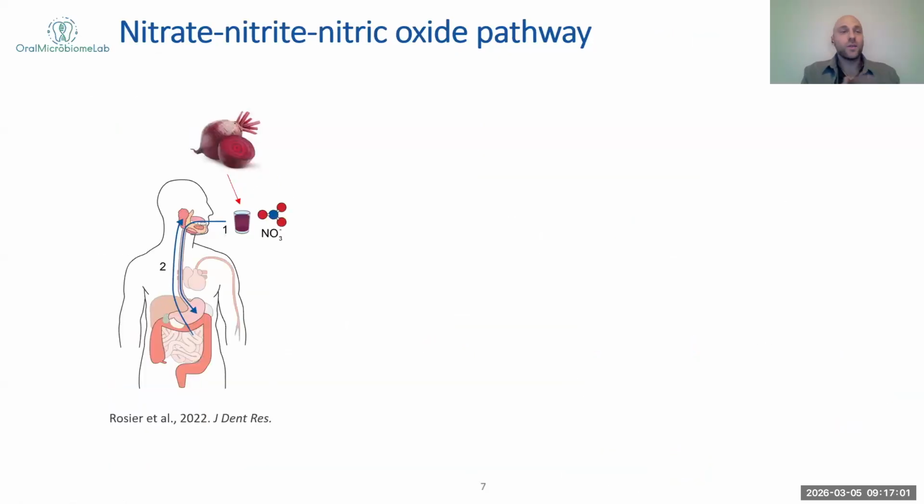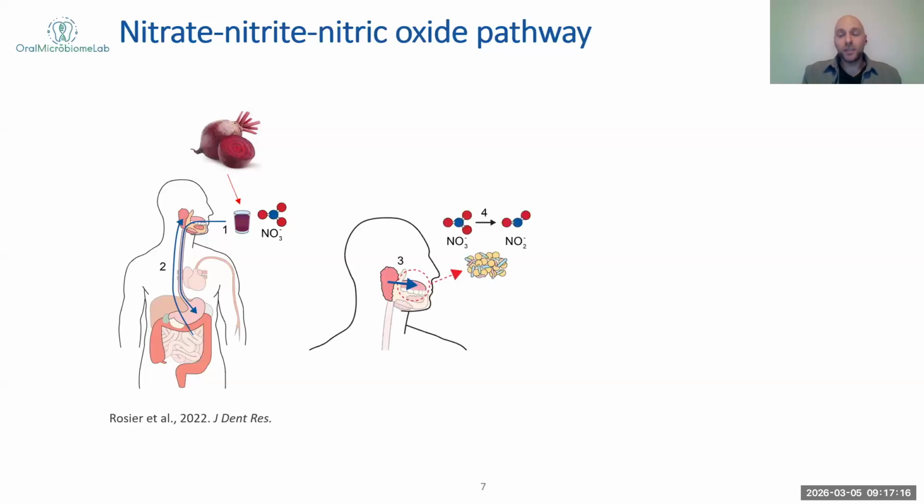This is a figure that I always include in my talks. When we consume nitrate-rich vegetables, we swallow the nitrate and then it gets into our bloodstream. So far, this is quite common for nutrients. But what's really special and unique about nitrate is that we don't only have it in the mouth while we chew on vegetables or while we drink the beetroot juice and it touches the surfaces.